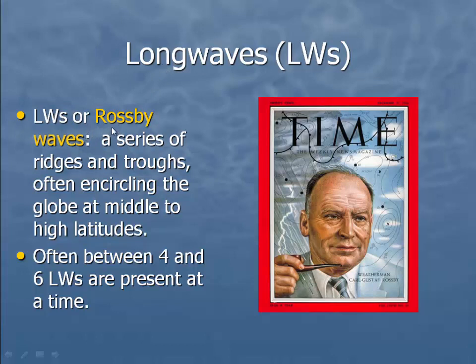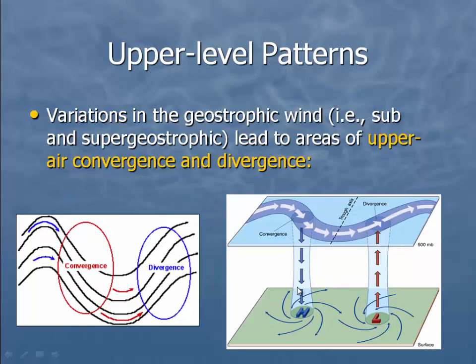I talked about this already, the Rossby wave, the series of ridges and troughs encircling the globe at mid to high latitudes. At any given time across the northern and southern hemispheres, we typically have 4 to 6 of these ridge-trough systems. They are so important because, through super and subgeostrophic flow, they basically govern where high and low pressures are going to form at the surface.